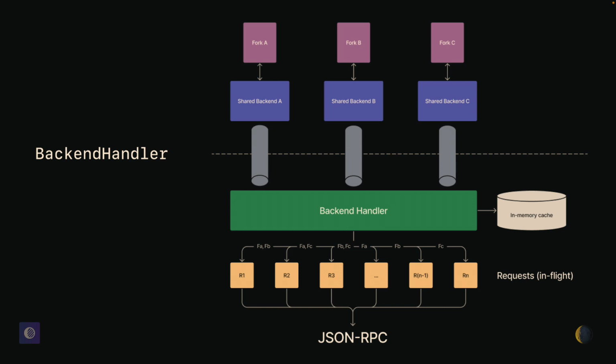The backend handler uses Tokio channels to dedupe in-flight requests and then caches the previously requested results. And you can thank this module for not blowing through your Alchemy compute limits every time you run your Foundry tests.